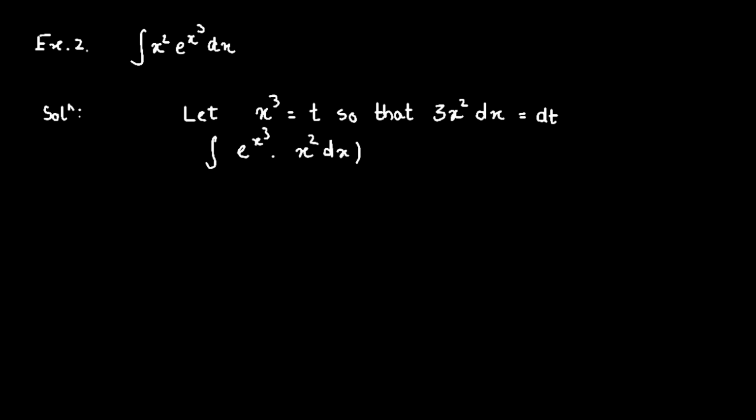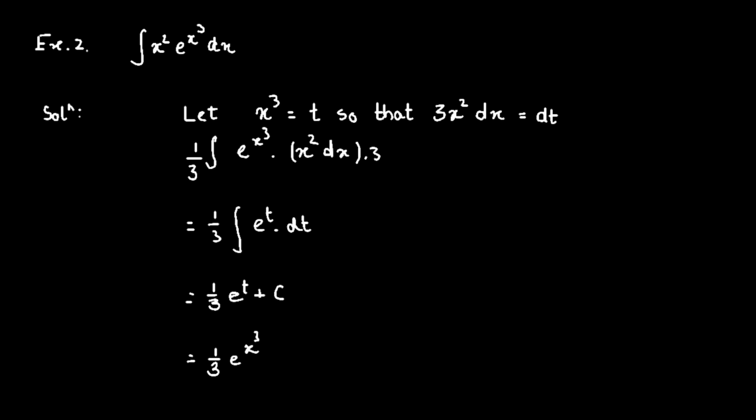Now we multiply and divide the integral by 3. This helps us to replace e raised to the power of x cubed with e raised to the power of t, and x squared dx times 3 will simply be dt. Integrating that should give us 1/3 e raised to the power of t plus c, and finally we replace t with x cubed, so we get 1/3 of e raised to the power of x cubed plus c.